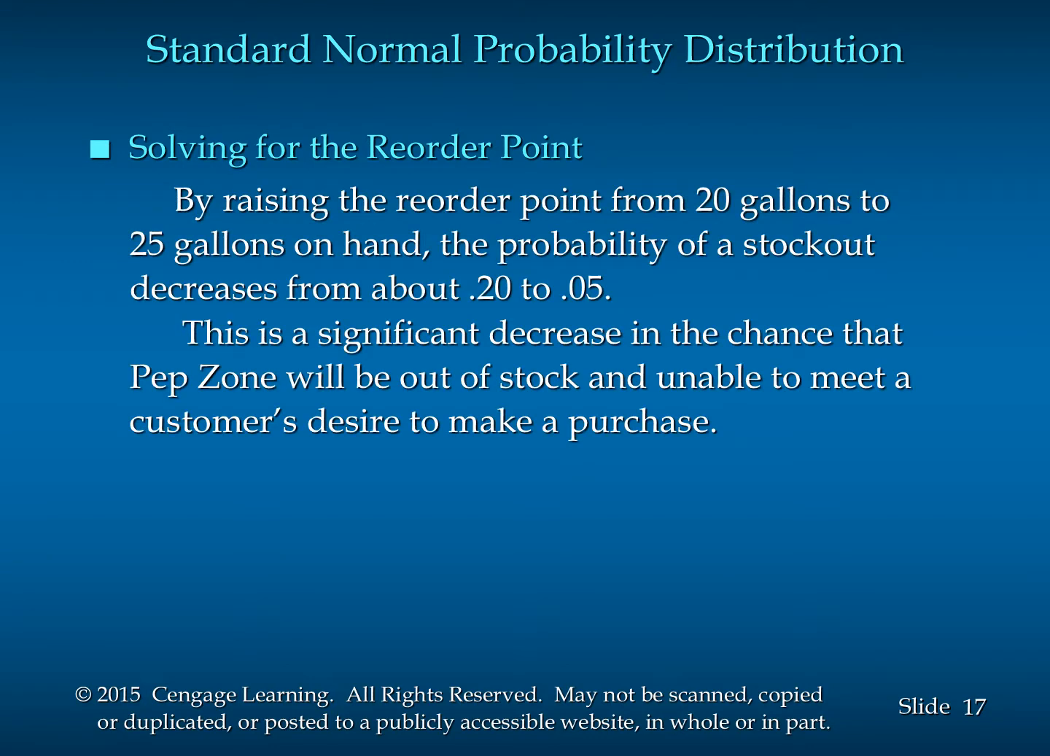To conclude this example, if we raise the reorder point from 20 gallons to 25 gallons, we reduce the probability of a stock out from 0.20 to 0.05, or from 20% to 5%.